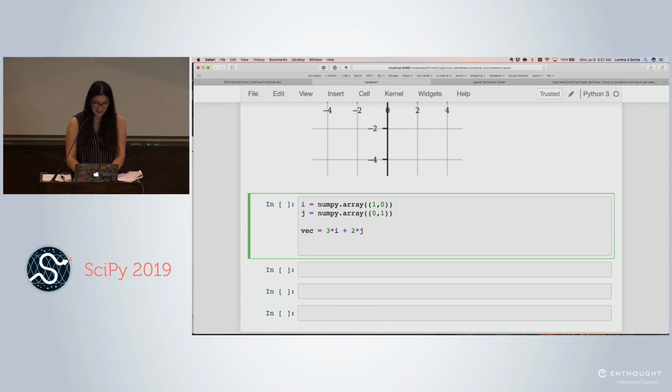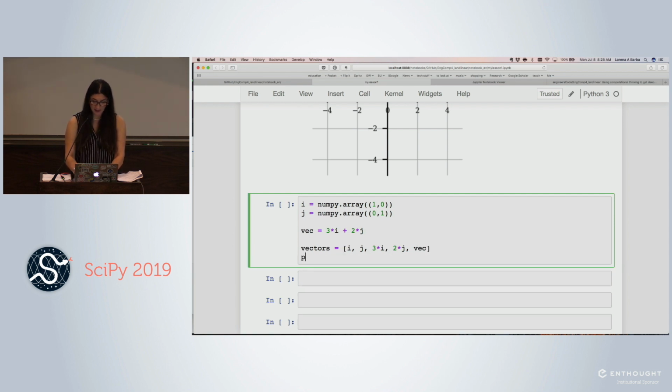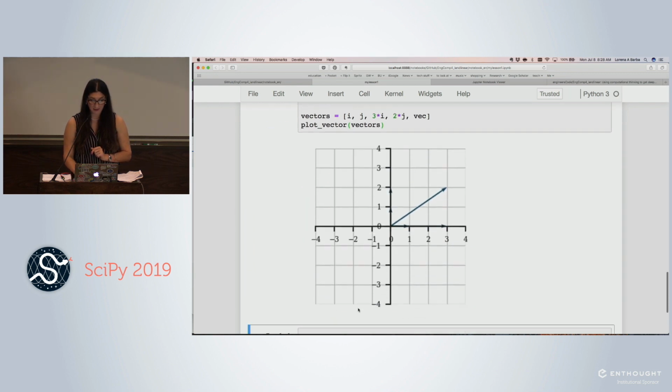Now let's make a list of vectors. It contains I, the unit vector we've just created, J, 3 times I, 2 times J, and finally the vector vec that we've just created. Plot vectors is our function, and vectors is the list; if we don't provide tails, it plots them all with the tail at the origin. It's hard to see, but we have the horizontal vector 1, 0 with length 1, and the vertical vector 0, 1 with length 1.